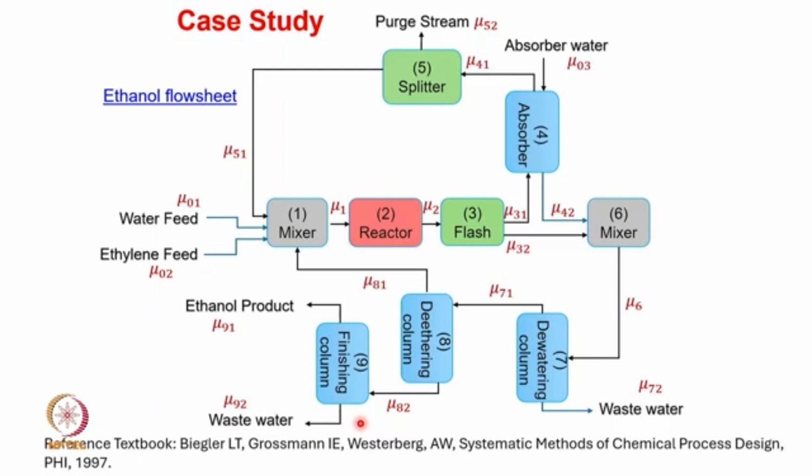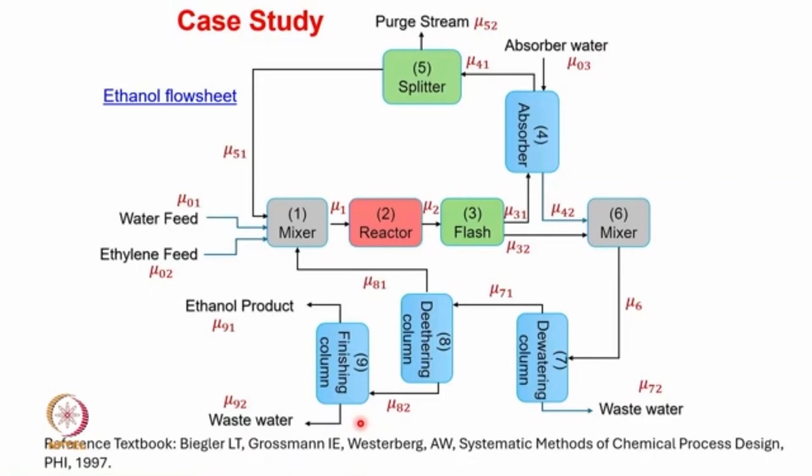Now we want to apply the concepts of linear mass balance which we have looked at with respect to each of these units. We start with the mixer. Let us look at how the mass balance for the mixer can be represented. In the mixer, the inputs are mu 01, mu 02, mu 51 and mu 81, whereas the output coming out from the mixer is mu 1.